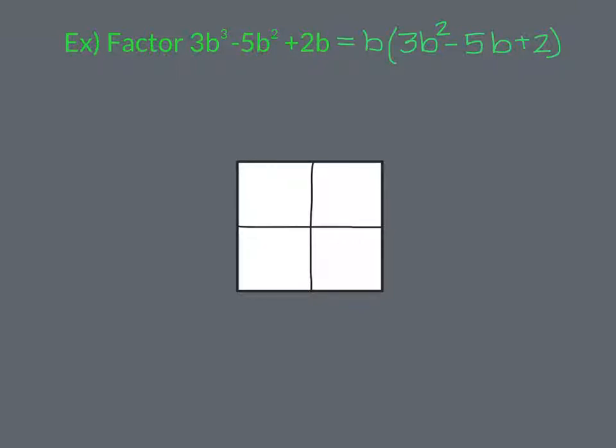Okay, so now we're looking at this quadratic, 3b squared minus 5b plus 2. That's what we want to factor. We want to figure out what can we do in our area model to get that. So we know that the squared term, 3b squared in this case, is going to go in the top left box. We know that the constant term, positive 2, is going to go in the bottom right box. And then we know that the other two diagonals together have to add to be negative 5b.